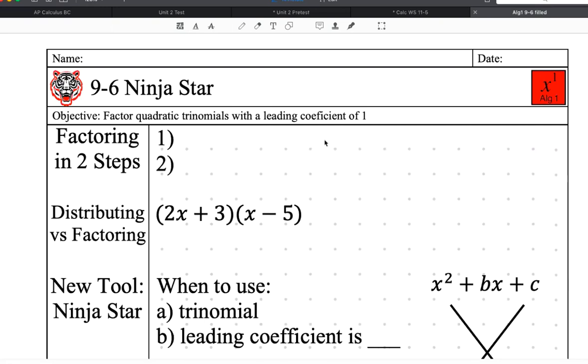This is Algebra 1, our first Zoom lesson. We're on 9-6. Today's date is Thursday, March 19th, so 3/19, 2020. Our objective today, who wants to do it?